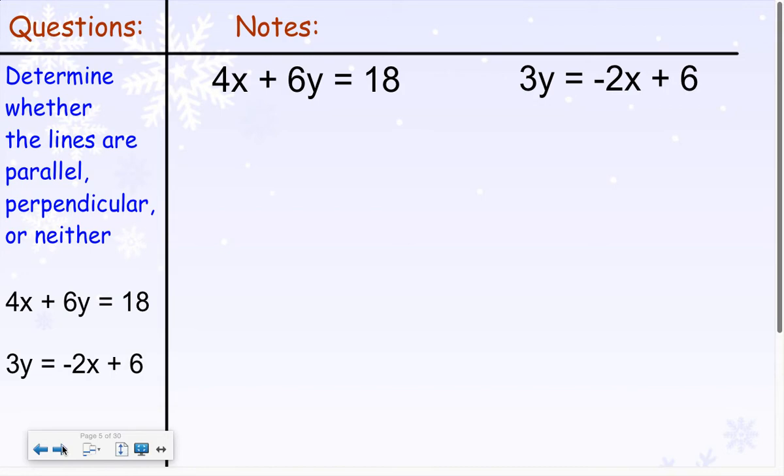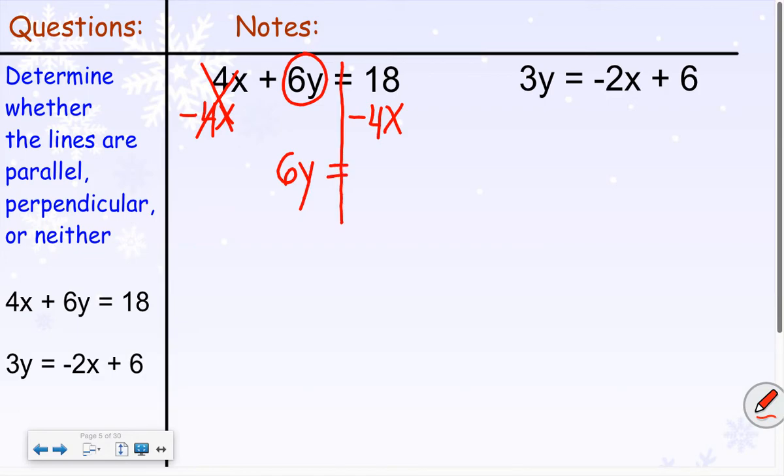All right, and the last one. Determine if they're parallel, perpendicular, or neither. Both of these are not in slope-intercept form, so we need to get them into slope-intercept form first. So keep in mind, you can never decide if lines are parallel, perpendicular, or neither if you don't know the slope. And you only know the slope if it's in slope-intercept form.